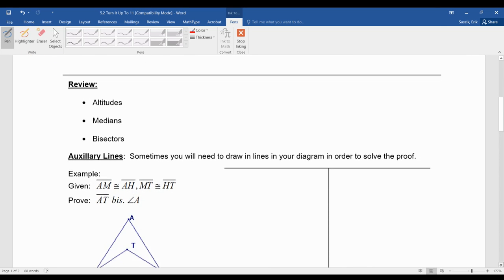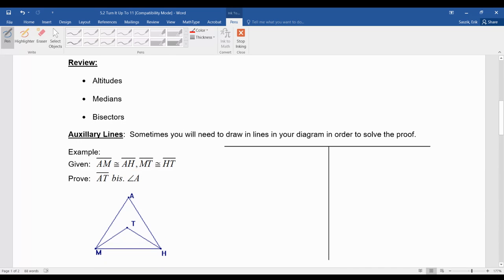So in the beginning of the year, we talked about altitudes, medians, and perpendicular bisectors. Bisectors, we've been using regularly. If a segment bisects a segment, then it divides it into two congruent segments. We've been using that for a while. Same thing with angles. We haven't talked about altitudes and medians in a little bit. We talked about that at the beginning of the year.